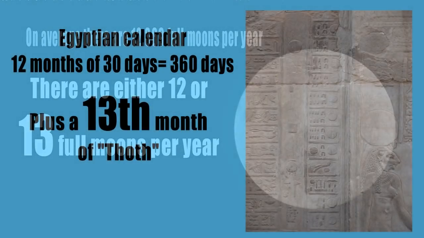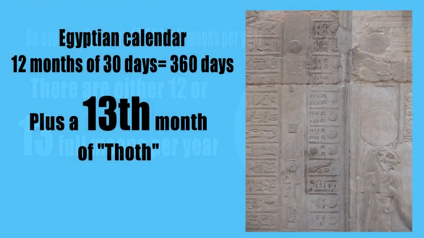Now, the Egyptian calendar had 12 months of 30 days, 360 days, plus a 13th month, which was named Thoth. So you had 360, let's just call them mortal days, or the canonical year, and then a 13th month of 5 days. That was the time in which the gods Osiris, Isis and others were born.